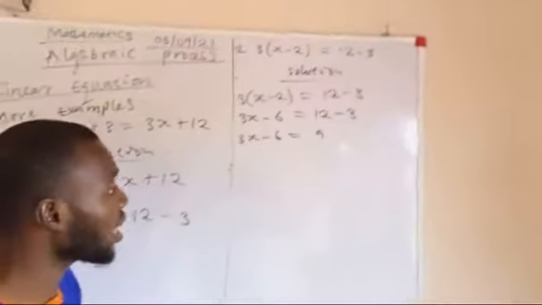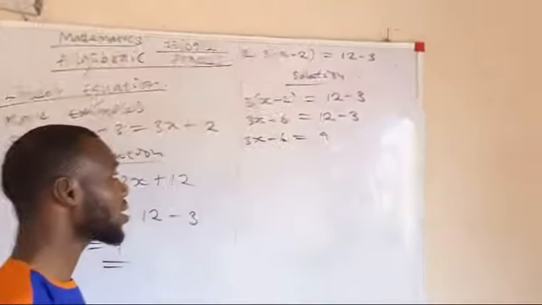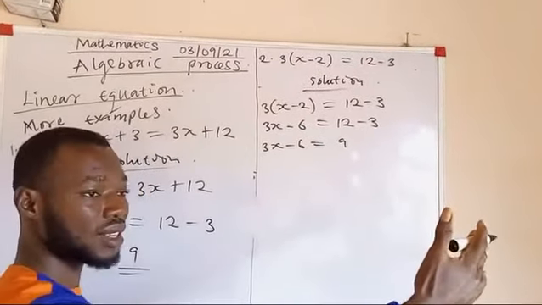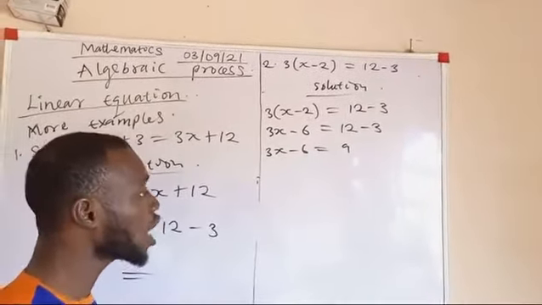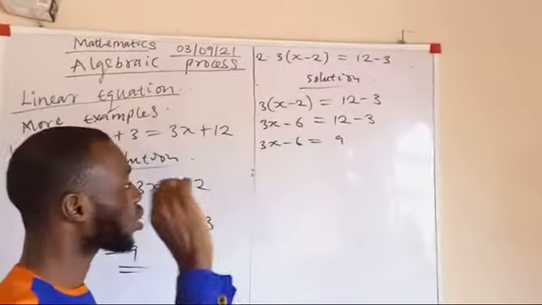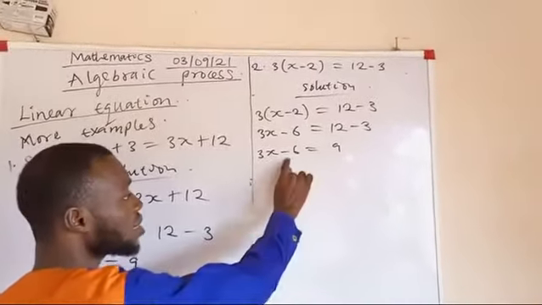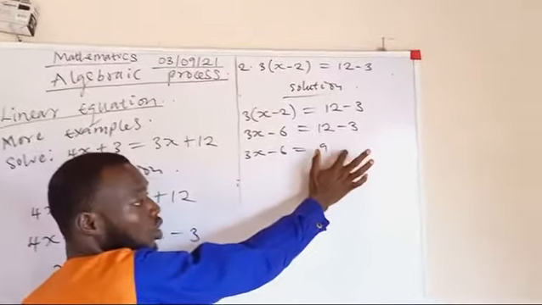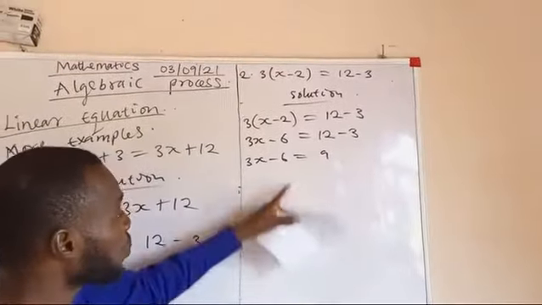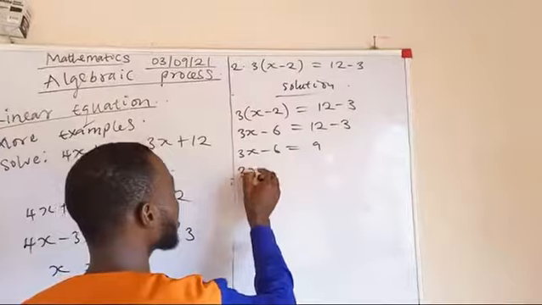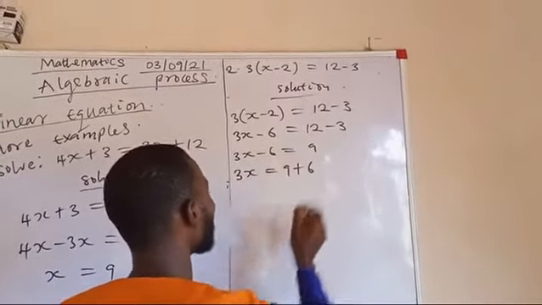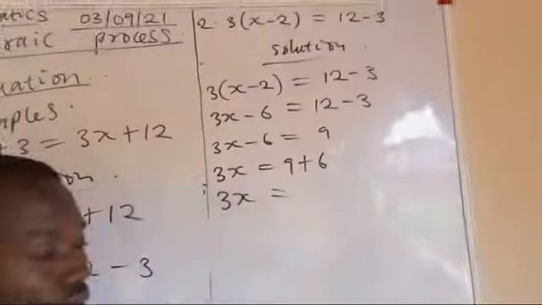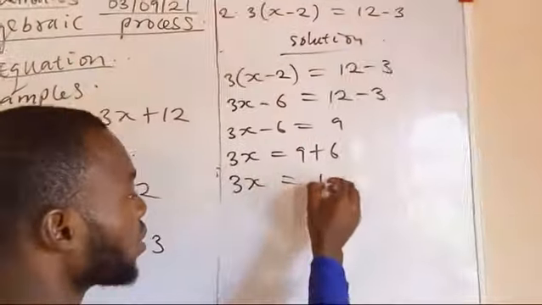Remember, we have to collect like terms. How do we collect like terms? We collect like terms by grouping the unknown terms on one side and the constant terms on the other side. And remember, when a term or a number or letter crosses the sign of equality, the sign will change. This 6 is minus here. Once it crosses the sign of equality to meet the constant term, the sign will change from minus to plus. We'll now be having 3x is equals to 9 plus 6, which is going to give us 15.